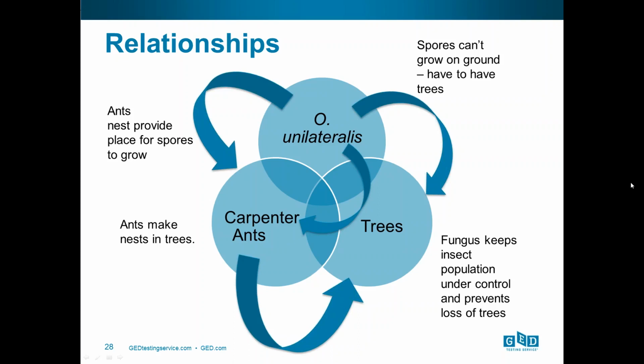Well, my O unilateralis spores can't grow on the ground. They have to have trees. Okay, that's one relationship. The ants' nests provide the place for the spores to grow. So there's another relationship. Well, where do those ants make their nests? They make them in the trees. And now this fungus keeps that insect population under control and prevents the loss of trees. So you see how, Bonnie, everything in this is all related together? That's how I can now explain that relationship between deforestation and that fungus. So now let's see if I can come up with a little response to this.